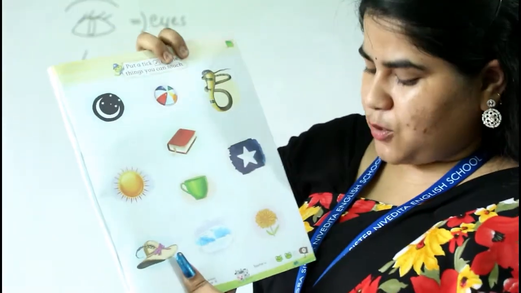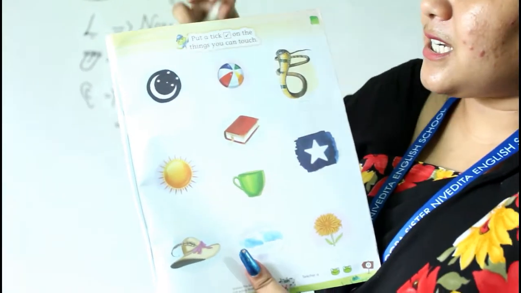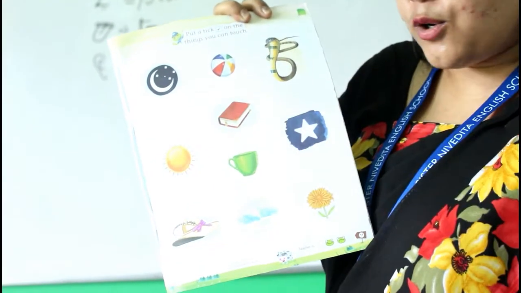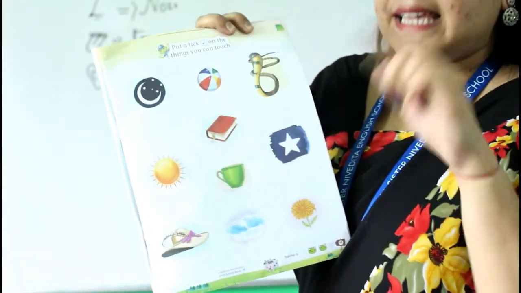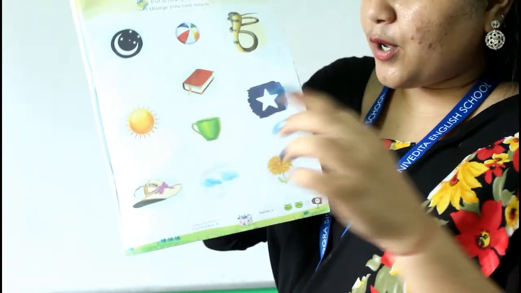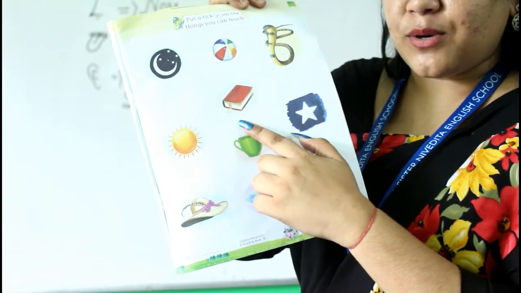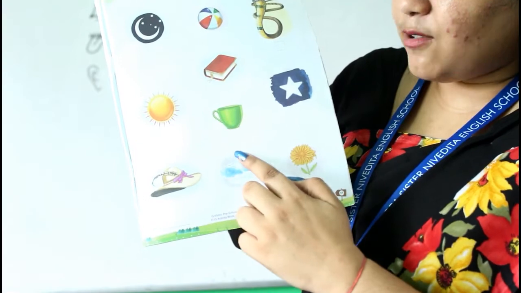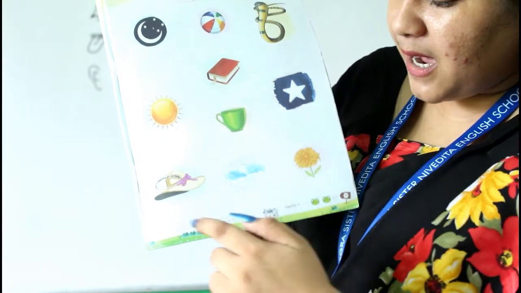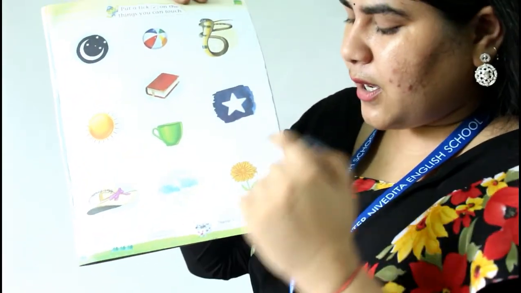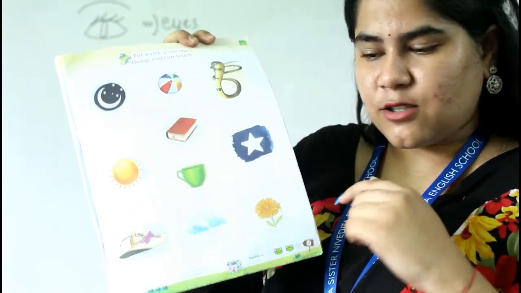Okay. Now the last one, page number 11. Put a tick mark on the things you can touch. Can you touch the moon? No. Can you touch the ball? Yes, so put a tick mark. Can you touch the sun? No. Can you touch the book? Yes, you can touch, so put a tick mark. Can you touch the star? No. Can you touch the cup? Yes, put a tick mark. Can you touch a hat? Yes, put a tick mark. Then can you touch the clouds in the sky? No. Can you touch the flower? Yes, so put a tick mark.